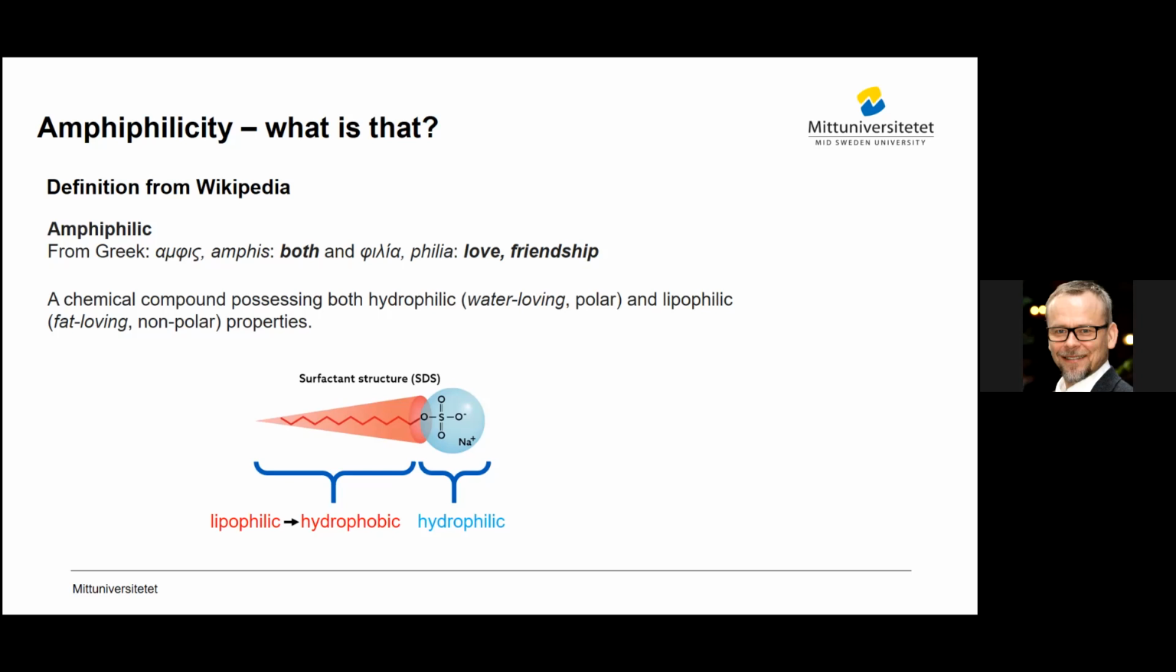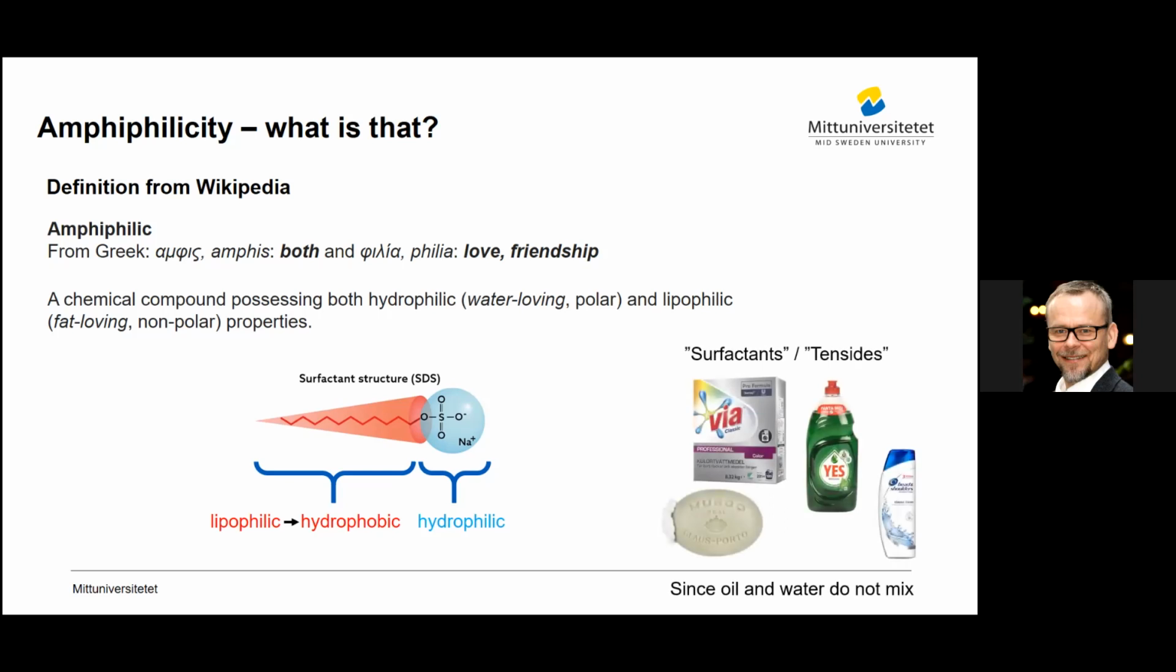As you see in the picture here, you have a tail, the reddish cone, which has very hydrophobic or lipophilic properties. And then you have the head group of the surfactant, which is usually charged or non-charged, but hydrophilic in some way, polar in some way. So this is what we see, and if we look around us, we are all day long using this kind of amphiphilic substances to help us to survive in our society.